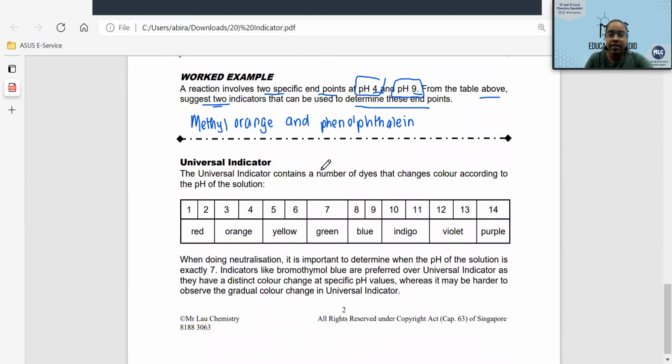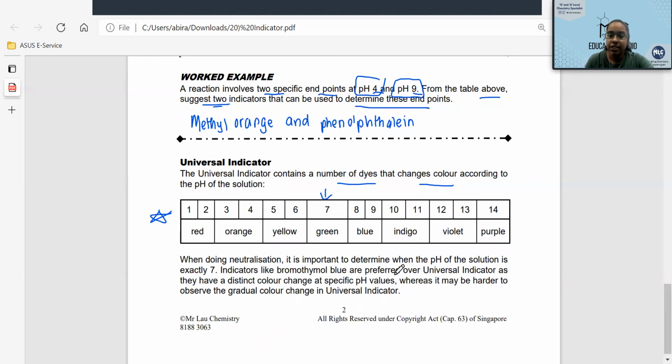Let's look at universal indicator. The universal indicator contains a number of dyes that changes colors according to the pH of the solution. This table you need to know. So when the universal indicator is at red, the pH is either 1 or 2. When it's green, the pH is 7. When it is violet, it is either 12 or 13.